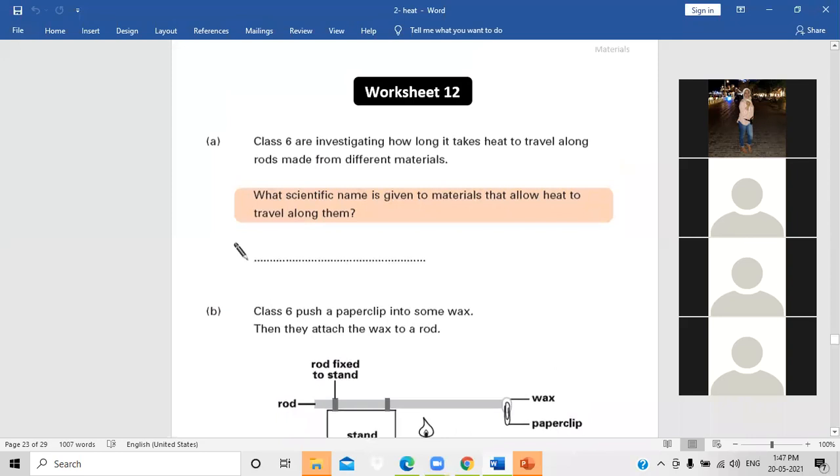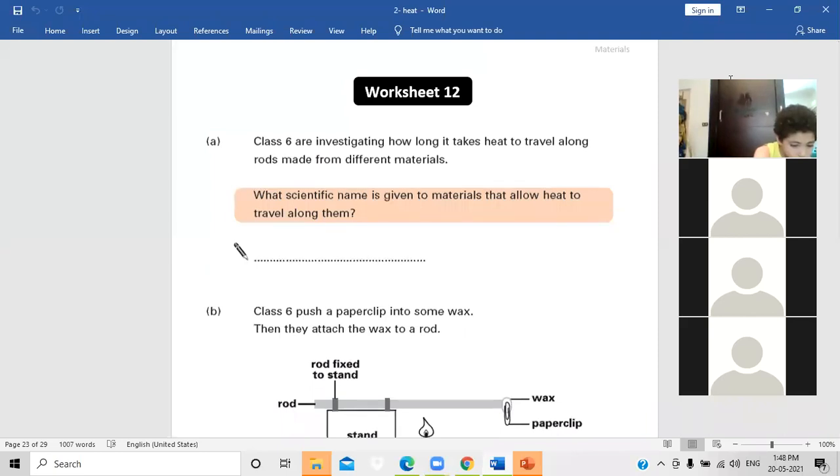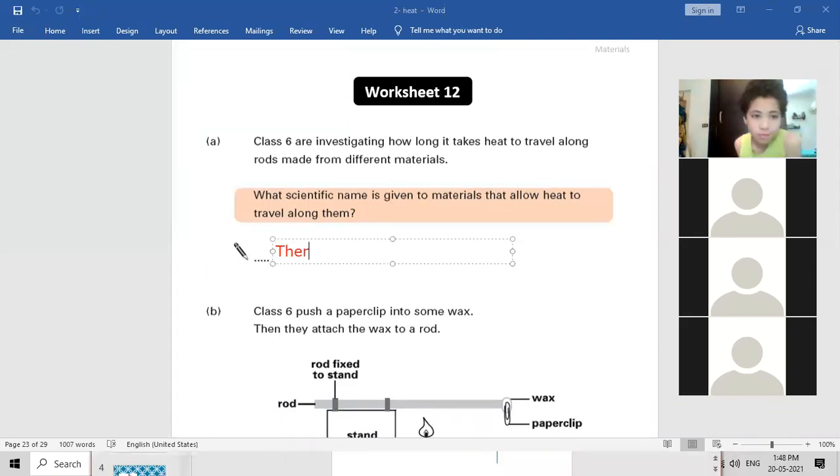Class 6 are investigating how long it takes heat to travel along rods made from different materials. What scientific name is given to materials that allow heat to travel along them? Julie. Conductor. Yes, heat conductor or thermal conductor. Very good. Thank you, Julie. Thermal conductor.